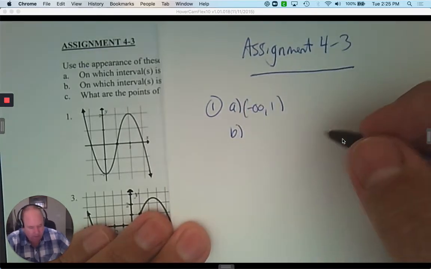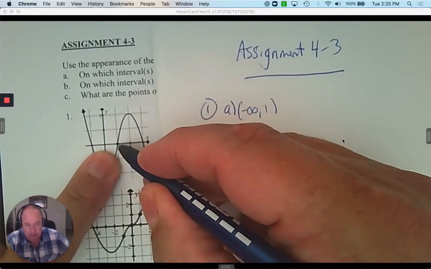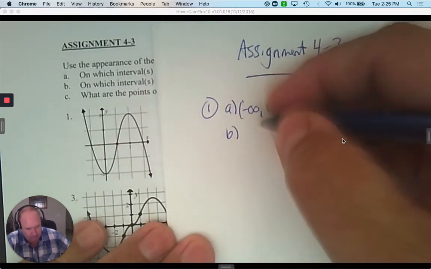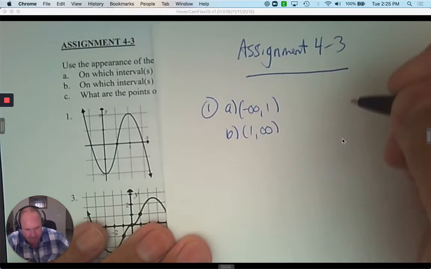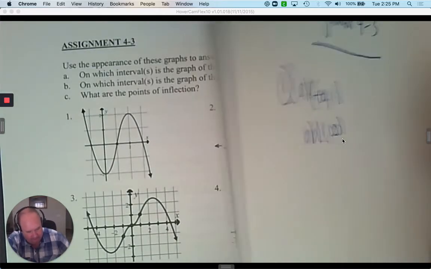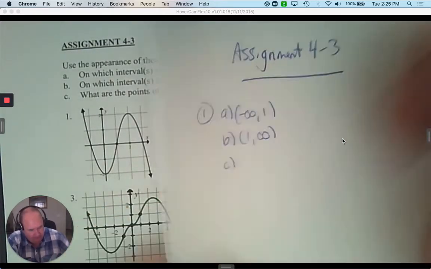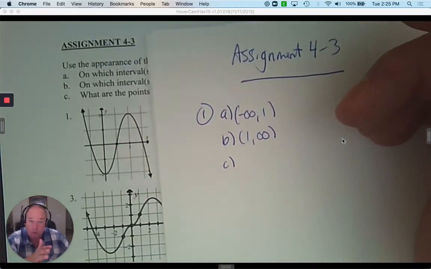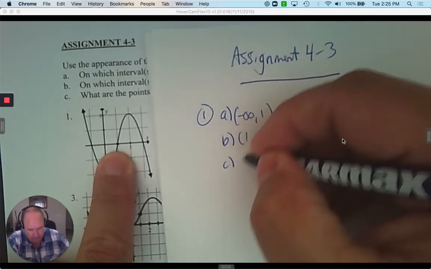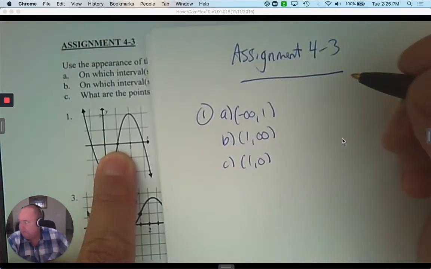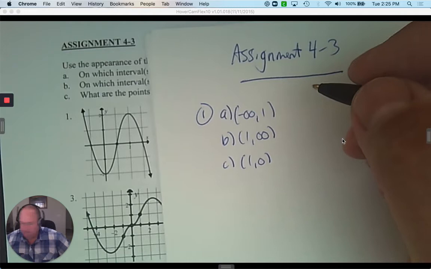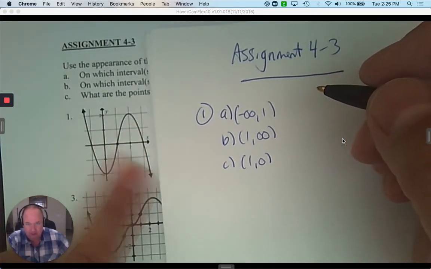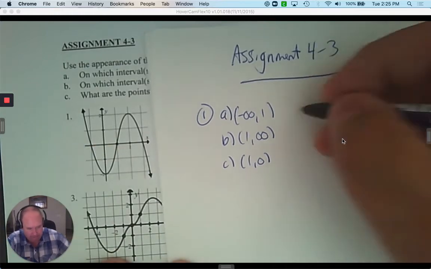B, where is it concave down? Well, from positive 1, and then the entire graph left is frowning. It never changes. So from positive 1 to infinity, it is concave down. And then part C, where are the points of inflection? Is there a point where the concavity changes? There is one point of inflection. It asks for the point. At 1, 0, we have a point of inflection, because it changed at that point from concave up to concave down. And that's the definition of point of inflection.